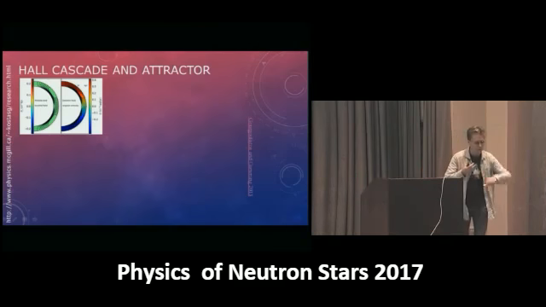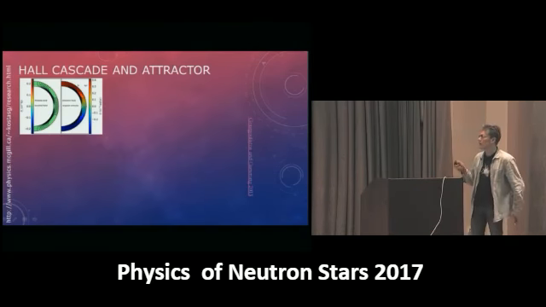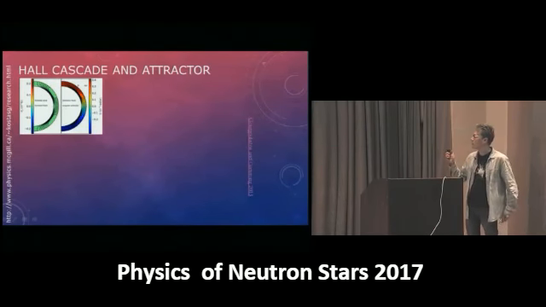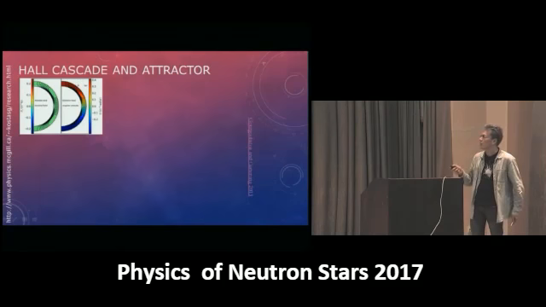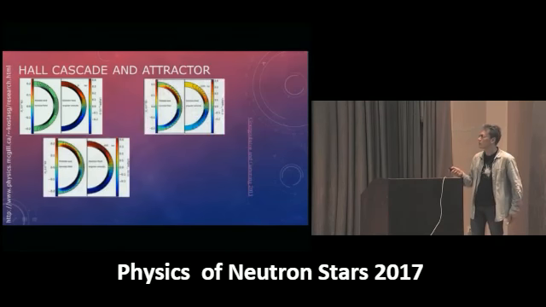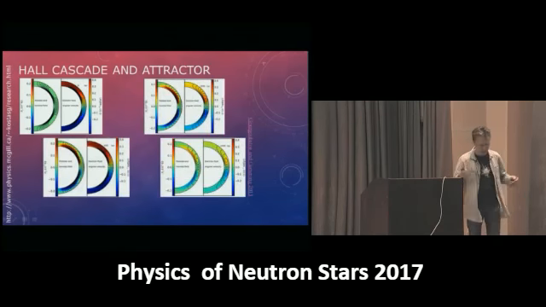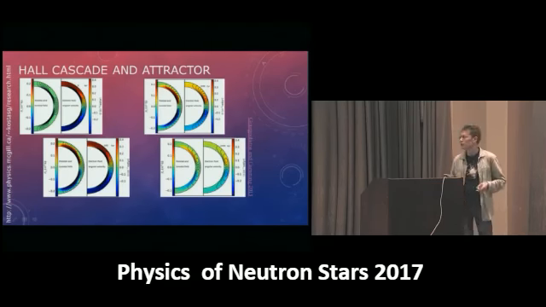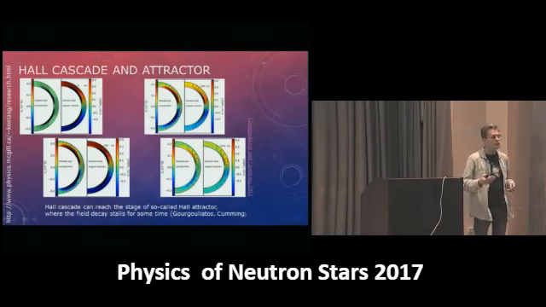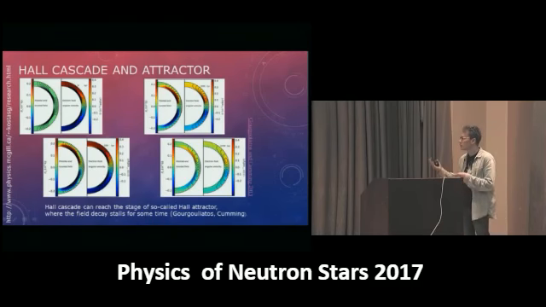There are several numerical models for the Hall cascade, and the interesting feature which appeared just a few years ago, at first in the paper by Gourgouliatos in 2013, is that after some time the field configuration comes to some stable configuration, and the Hall cascade is not important anymore. This stage was called by these authors the Hall attractor.